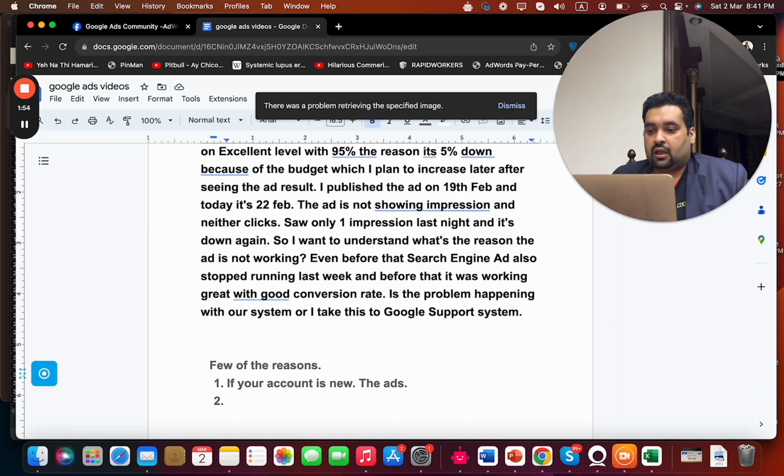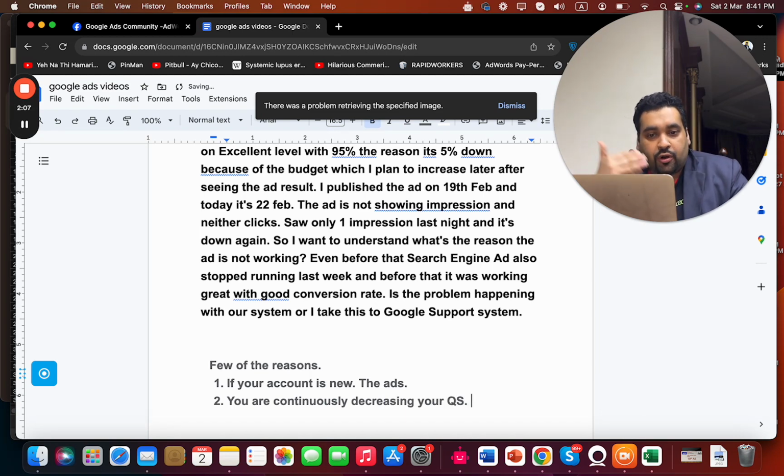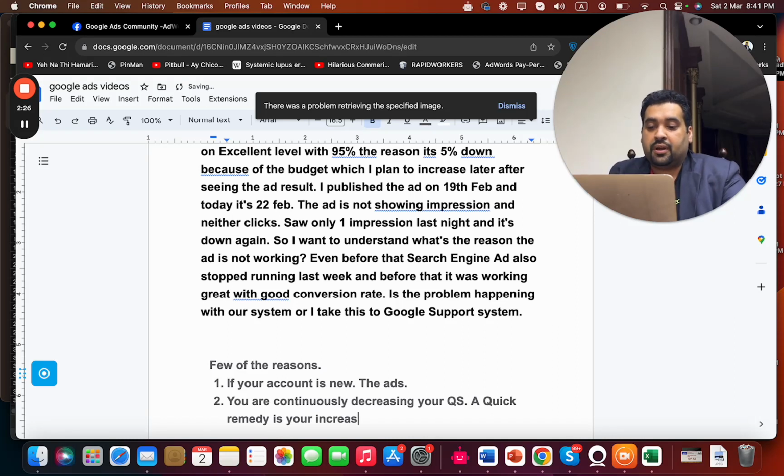I believe that there is one thing happening on your account, and that is you are continuously decreasing your quality score. Whenever your quality score keeps on decreasing, your ad will be shown less. And there are a few formulas for this: a quick remedy and a long-term strategy. The quick remedy is you have to increase your bids. Now, you have to increase your bids, not budget. I'm not talking about budget, I'm talking about bid.